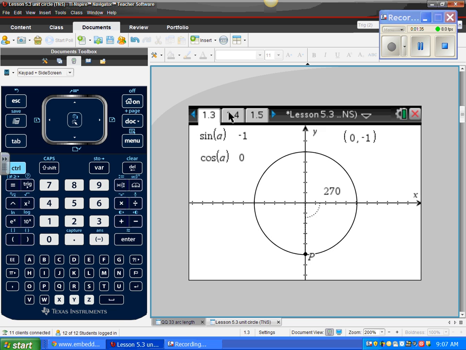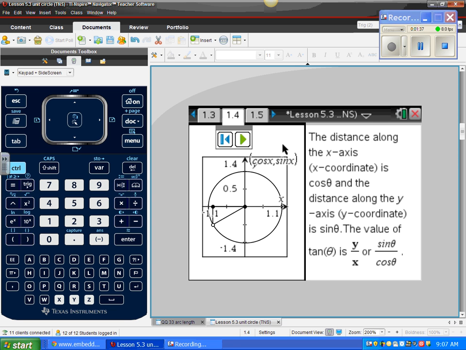What's important about this is the distance along the x-axis is cosine. When I say distance along, I'm talking about this distance here. That's what our sine or cosine equals at any given value. Our height on the y-axis is going to be our sine, so from here to here is our sine. Tangent is y divided by x. We talked about that a little bit before.